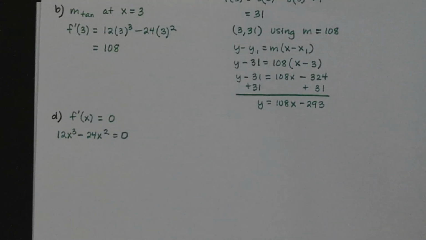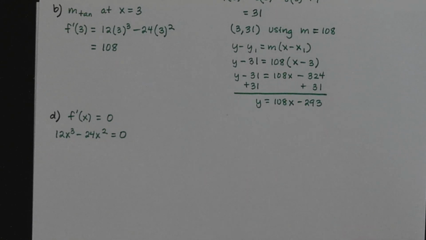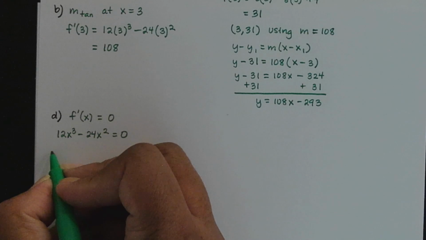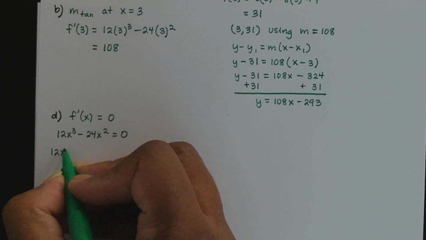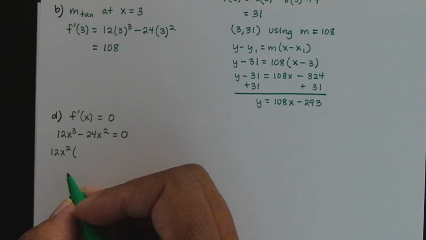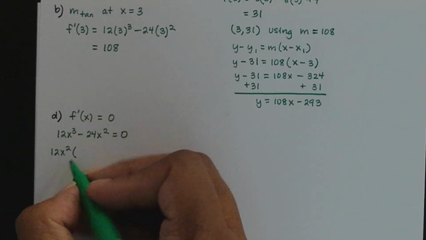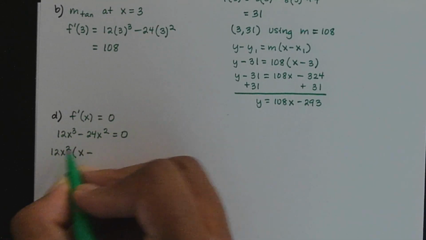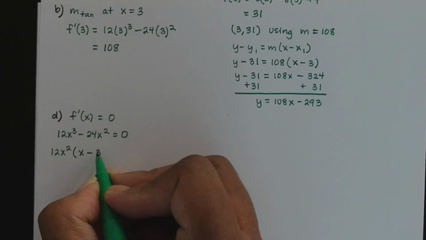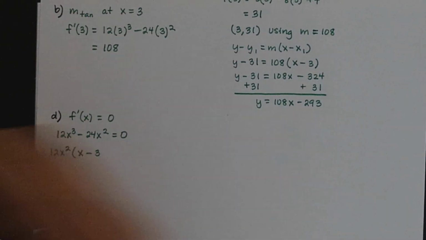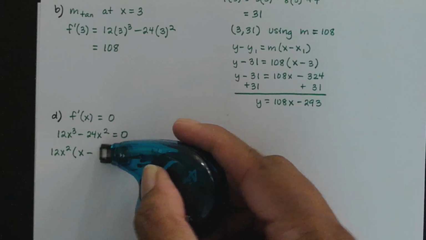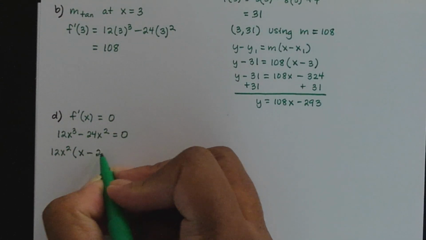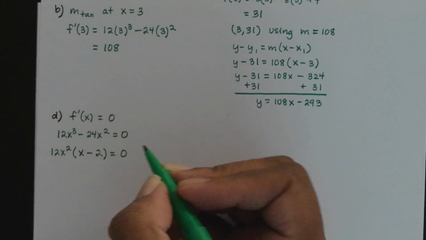Now, what can we factor out of 12x cubed and 24x squared? 12x squared. So if I factor out the 12x squared from that 12x cubed, I have x, minus, factor out the 12x squared out of that 24x squared, it'll be not 3, it'll be 2, because 24 divided by 12 will give me 2. So it'll be x minus 2 times that 12x squared is equal to 0.